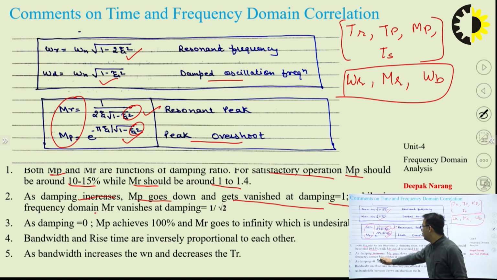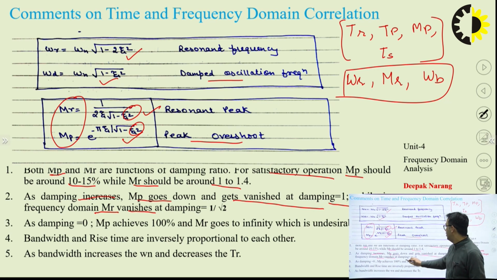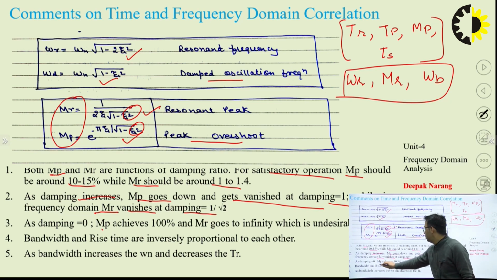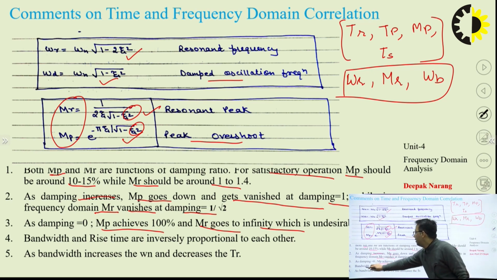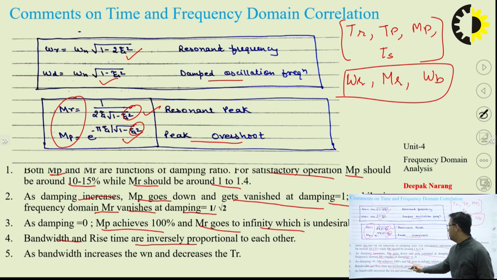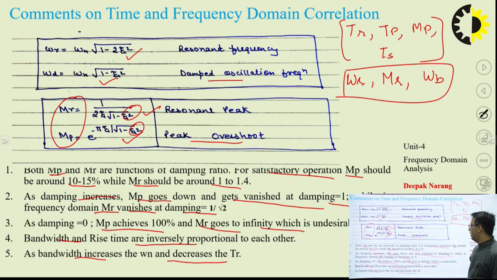Likewise in frequency domain, this resonant peak also vanishes, but at damping equal to 1 by root 2. If damping is equal to 0, the peak overshoot achieves 100%, and likewise here resonant peak goes to infinity, which is an undesirable condition. Bandwidth and rise time are inversely proportional to each other, that is, if bandwidth is increasing, it means it decreases the rise time.